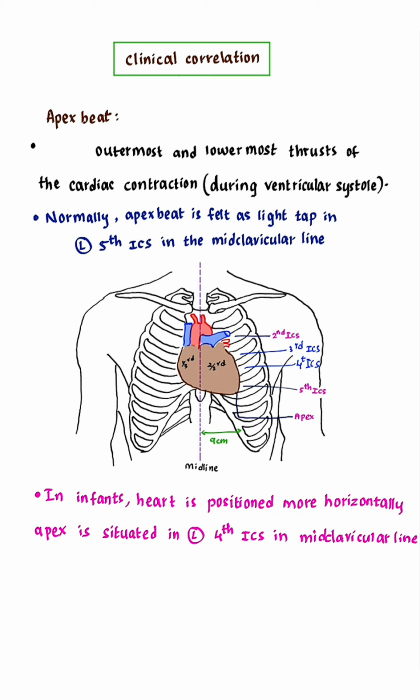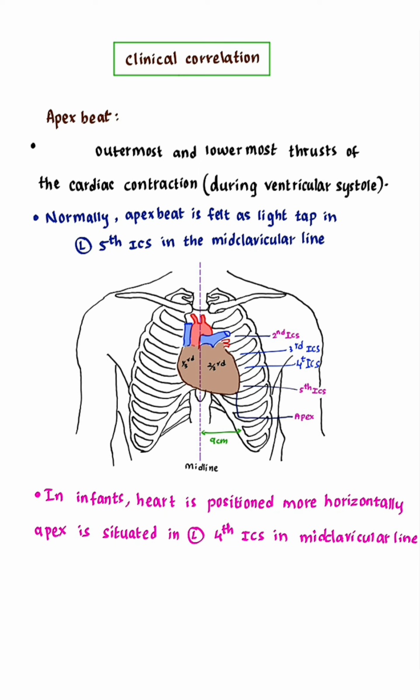Clinical correlation of the apex: the apex beat. It is the outermost and lowermost thrust of cardiac contraction during ventricular systole. Normally, the apex beat is felt as a light tap in the left fifth intercostal space in the midclavicular line.